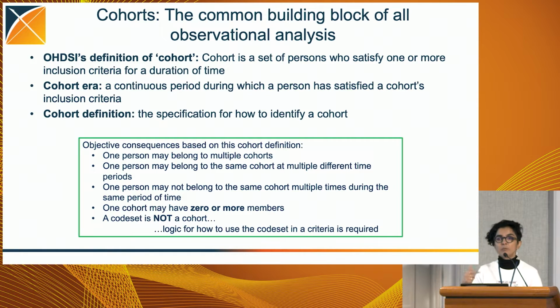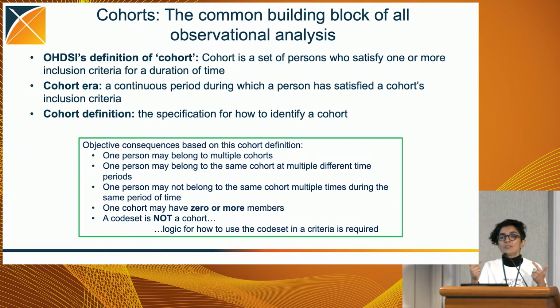A person can belong to multiple cohorts. So a person that has hypertension and later on will initiate, I don't know, drug A and later on will experience MI. They can belong to a cohort of MI, they can belong to a cohort of lisinopril, and they can also belong to a cohort of hypertension as long as they satisfy the inclusion criteria. They can actually belong to the same cohort at the same time. That's okay.